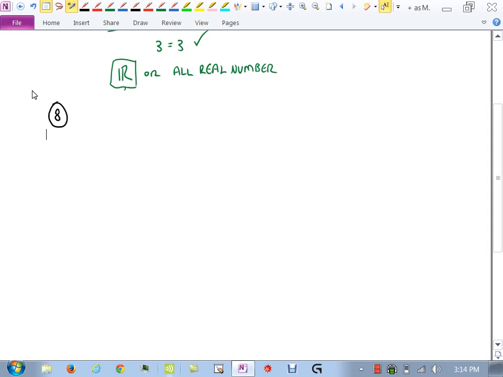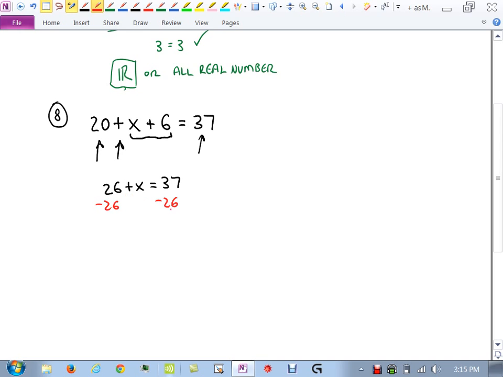Number 8, we have 20 added to the sum of a number and 6 is 37. Find the number. So 20 added to the sum of a number, I don't know what that number is, and 6 is equal to 37. So putting the left side together, I get 26 plus x equals 37. Subtracting 26 on both sides, I get x equals 11.